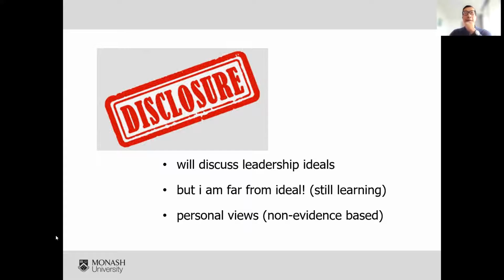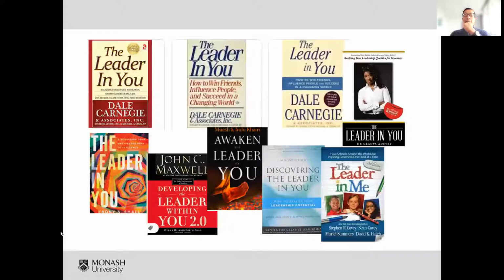I'm sure there are many, but we could look at it from so many angles. I had a look on Google. I Googled the term developing the leader in you and came up with a lot of books on this matter. There's 3 alone by Dale Carnegie. I think they're different successive versions of it. One for the data nerd here, one that involves you walking barefoot on hot coals, a more dreamy one, and then one specifically for children.